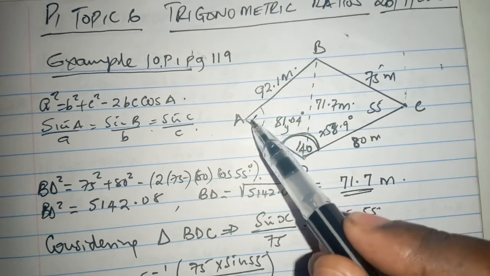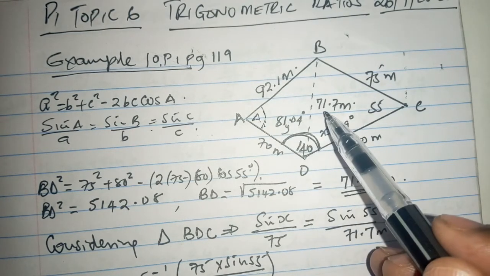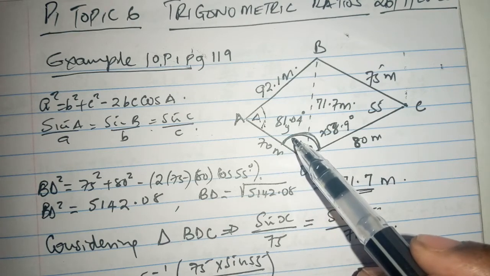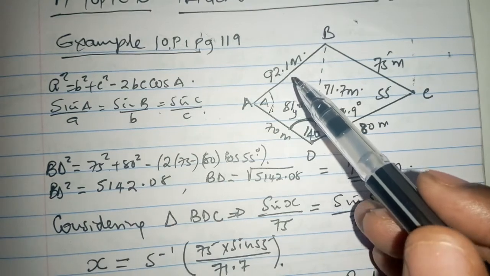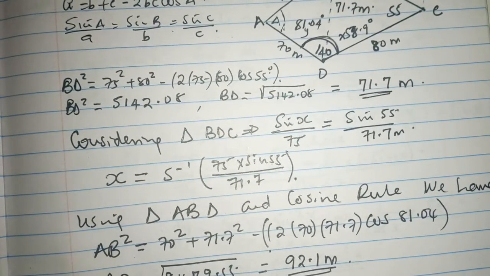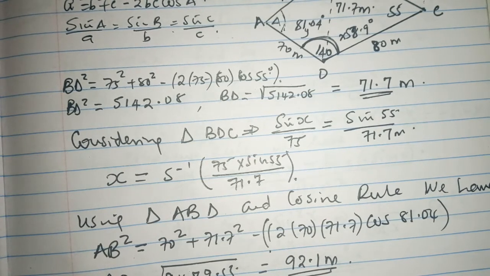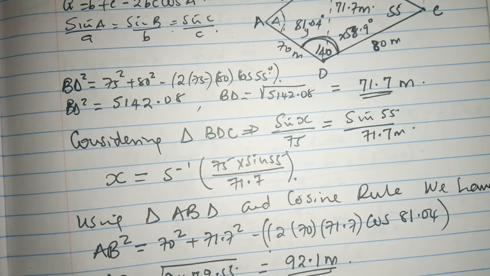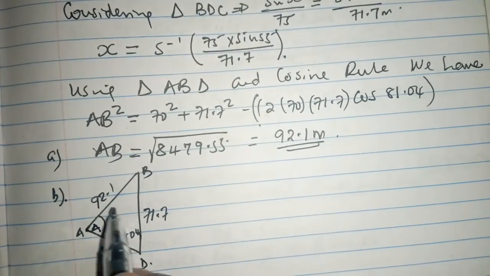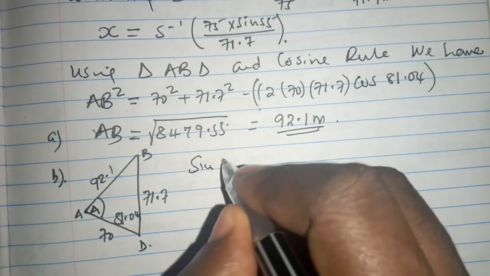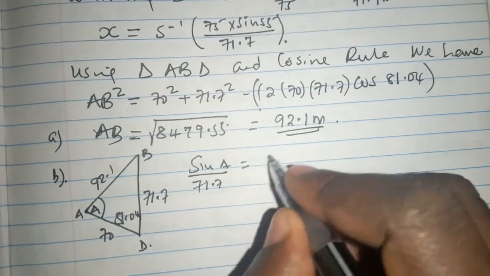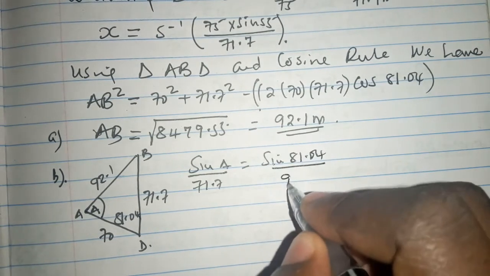and we can see sine A over 71.7 is equal to sine 81.04 over 92.1, using the sine rule. Let me bring the diagram closer here: this is 71.7, this is 81.04, this is 70, this is A, this is B, this is D, and this is now 92.1. We are looking for this angle.